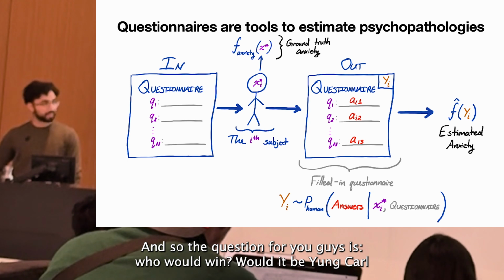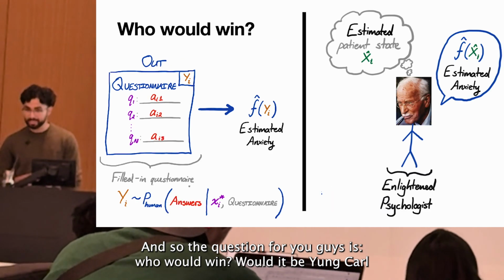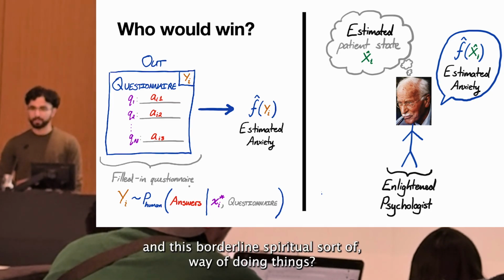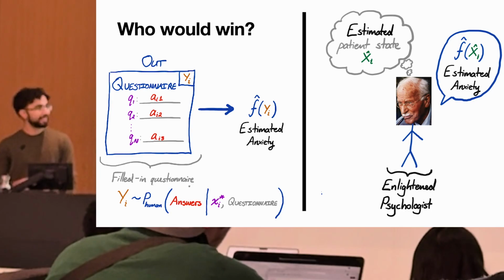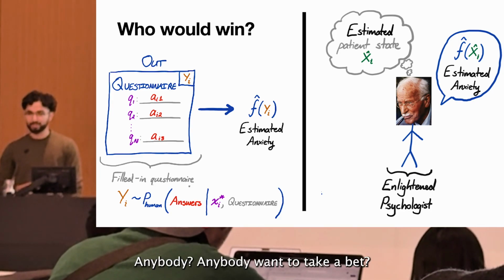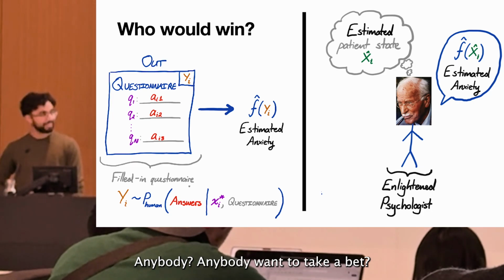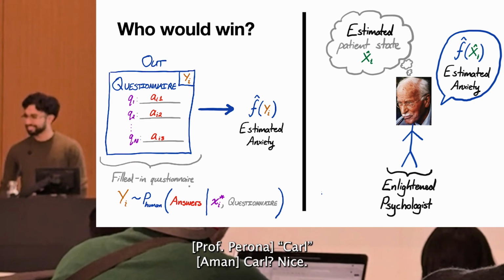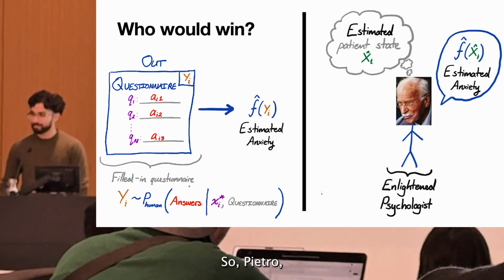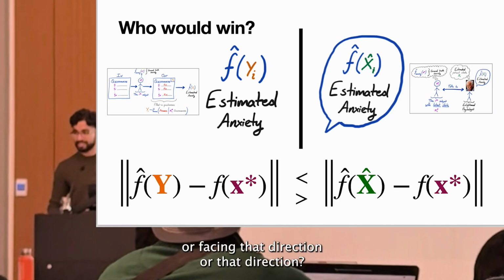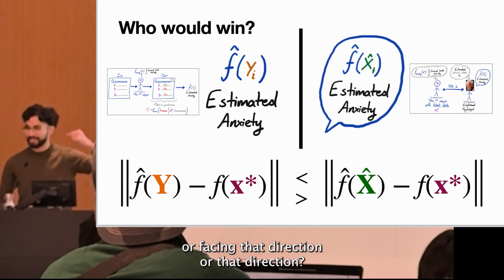And so the question for you guys is, who would win? Would it be Carl Jung with his mysterious, deep understanding of human psychology, this borderline spiritual sort of way of doing things? Or would it be this questionnaire? Anybody want to take a bet? Sorry? Carl? Nice. So, Pietro, do you think that means that this inequality will face in that direction or that direction?